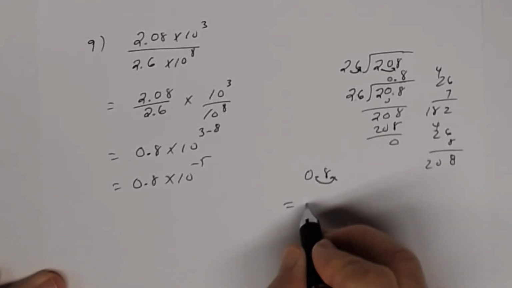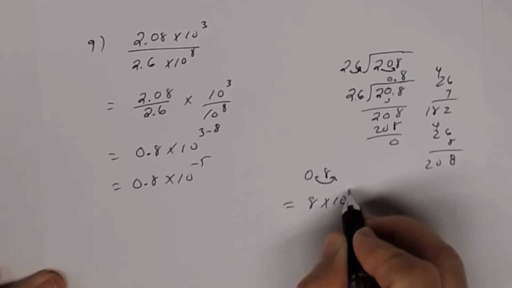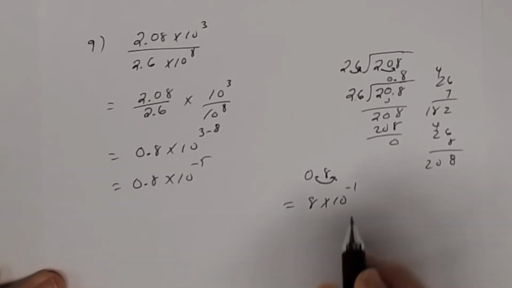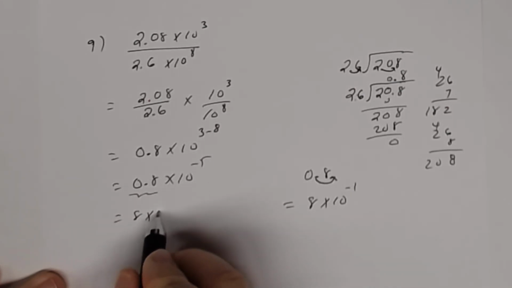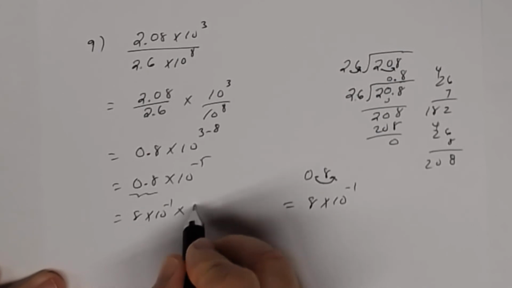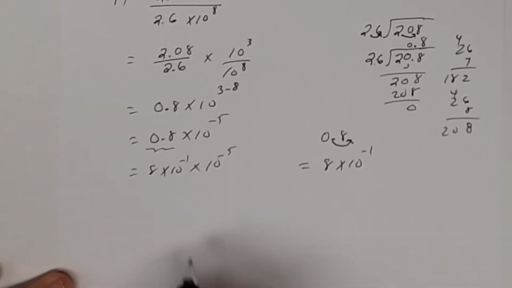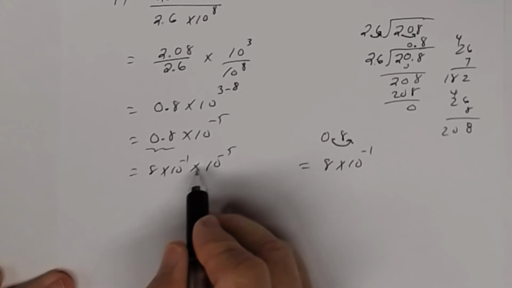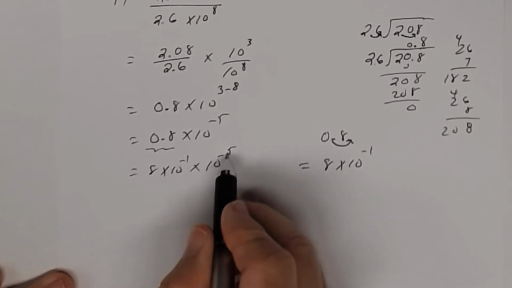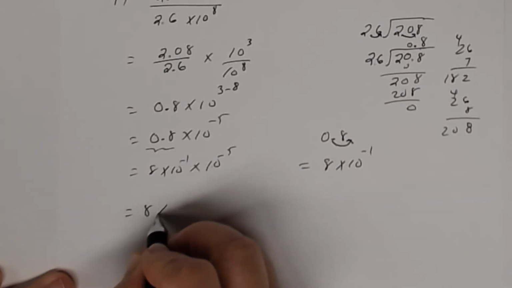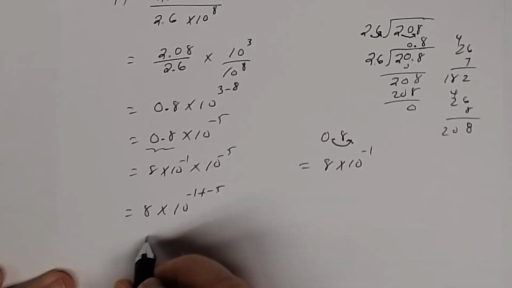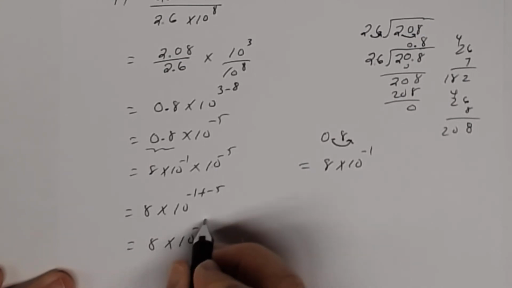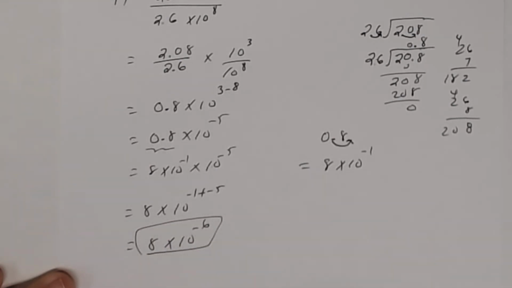And so 0.8 becomes 8 times 10, and since I moved it to the right, it's going to be a negative 1. So 0.8 is actually 8 times 10 to the negative 1. And that's being multiplied by 10 to the negative 5. Now, using the product rule, since I'm multiplying like bases, I'm going to add those exponents. So that's 8 times 10 to the negative 1 plus a negative 5. And a negative 1 and a negative 5 is a negative 6. And so there's the answer: 8 times 10 to the negative 6.